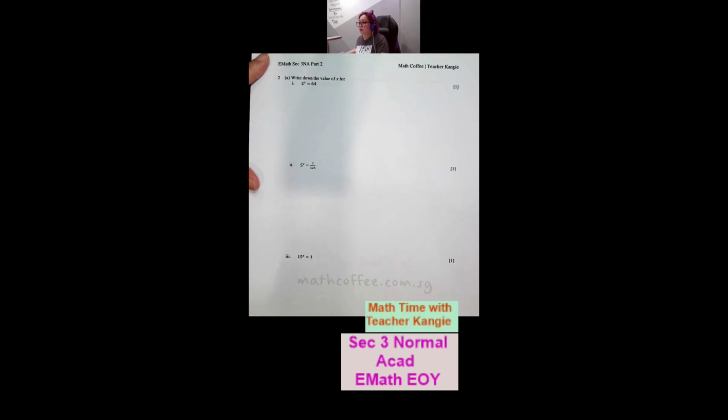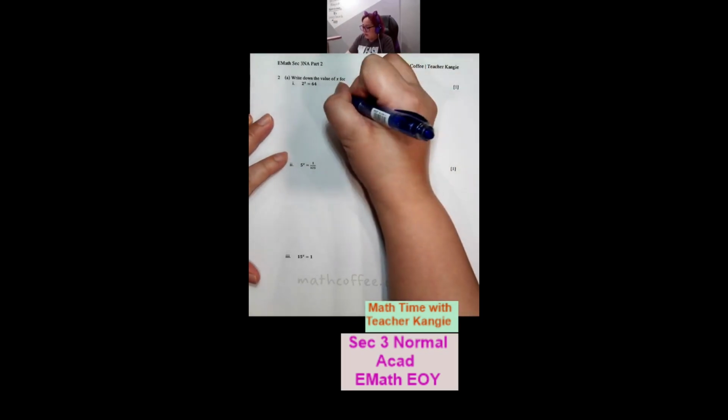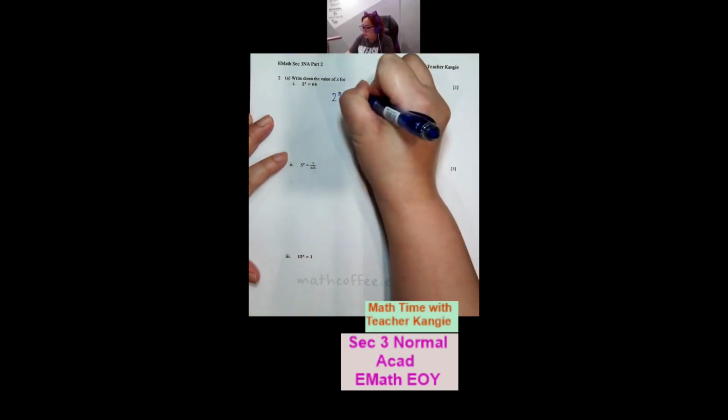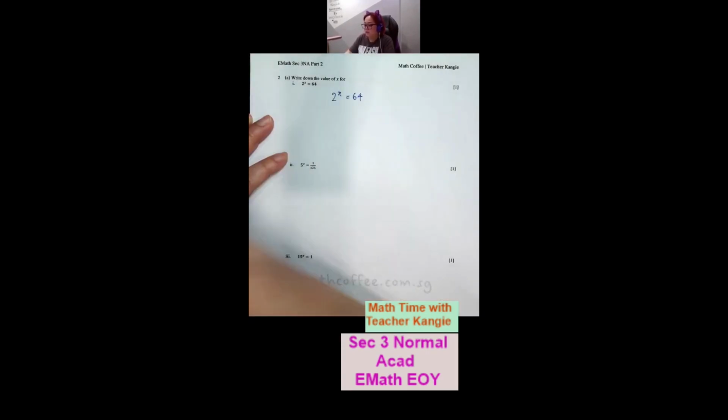Okay, so this one is still indices. It's like an indices equation. It's pretty easy lah. These 3 marks you should grab. So you see how I change them. Okay, so it says 2 to the power of x is equals to 64.